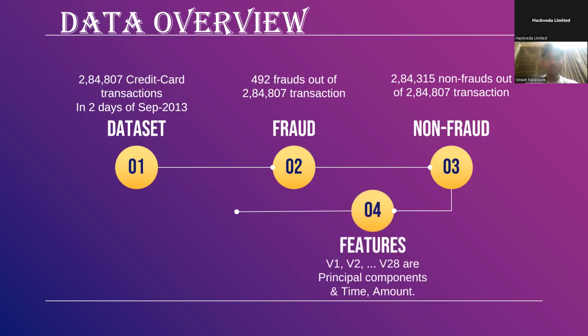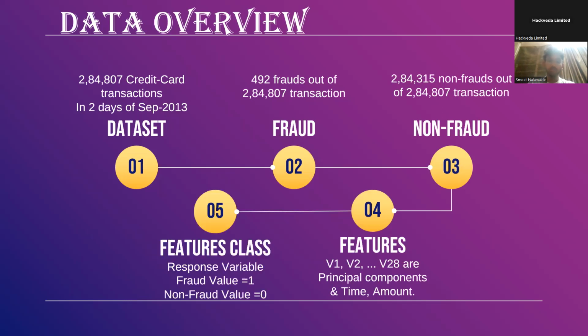So in this EDA session, we are going to extract features like the principal components V1, V2 up to V28, which consist of time and amount. For the feature classes, we are going to represent the response variable as fraud, which we have assigned the value 1, and non-fraud as 0.